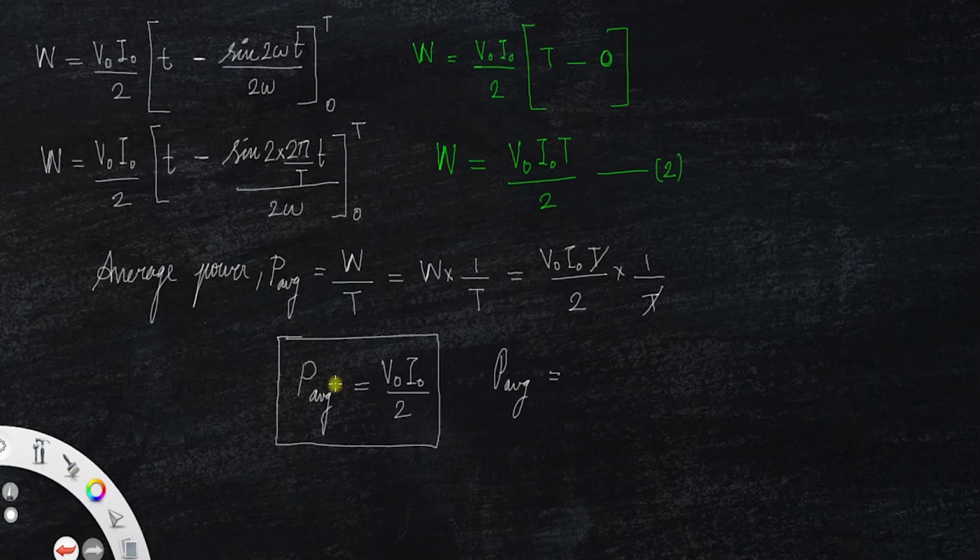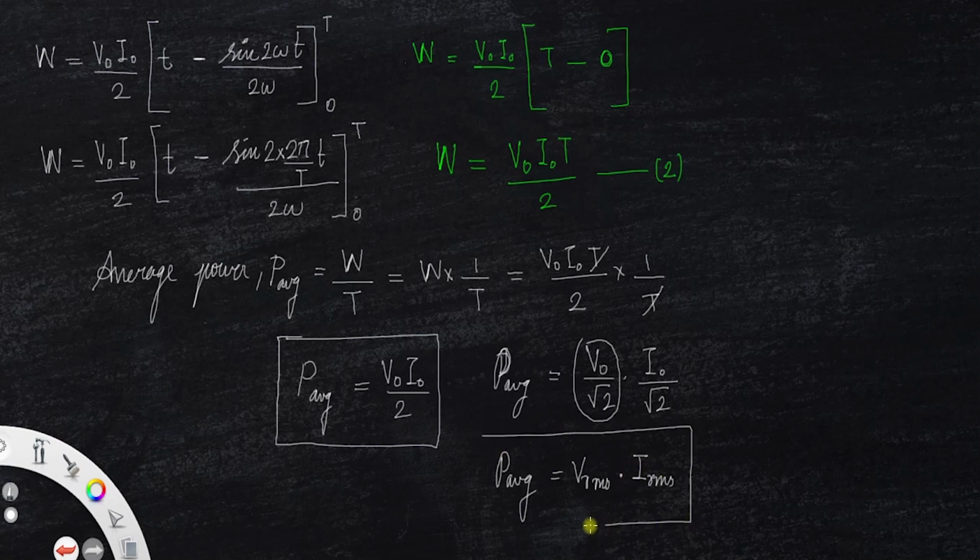Also you can write this in this way. P average is equal to V0 by root 2 into I0 by root 2, because after all root 2 into root 2 is actually 2. So this value is V RMS. So P average is equal to the root mean square value of voltage into the root mean square value of the current. Clear?